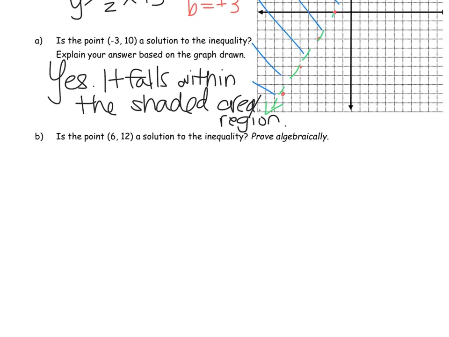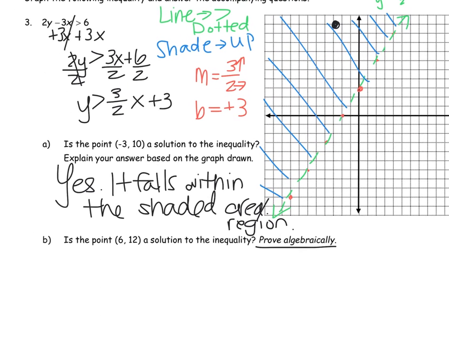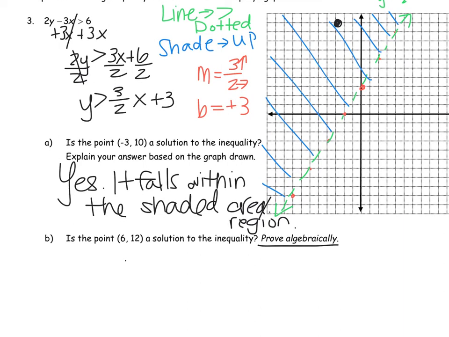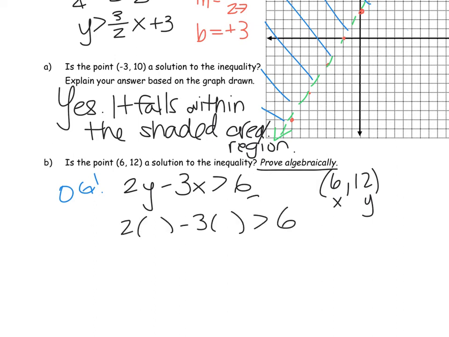Okay, now this last question says, is the point 6 comma 12 a solution to the inequality? Prove algebraically. Oh shoot. So prove algebraically means we need to first copy down that original, which was 2y minus 3x is greater than 6. Okay, and we're going to substitute in 6 and our 12. So 6 is our x, 12 is our y. Always do the original, the OG, okay? So we have 2 times something minus 3 times something is greater than 6. Let's see if that works.